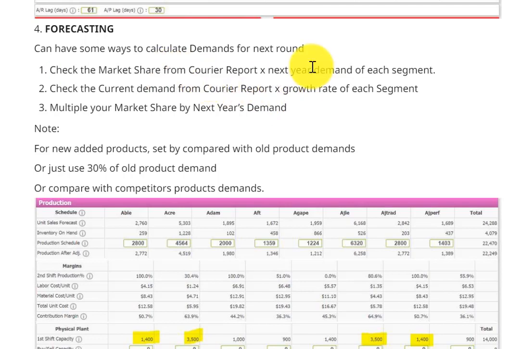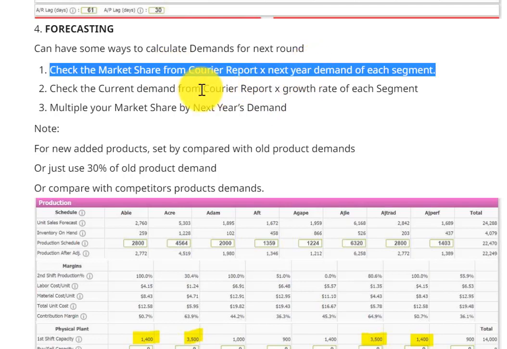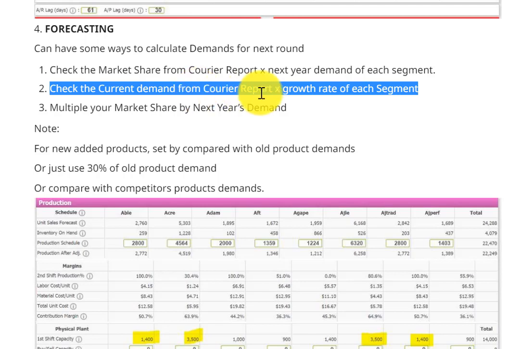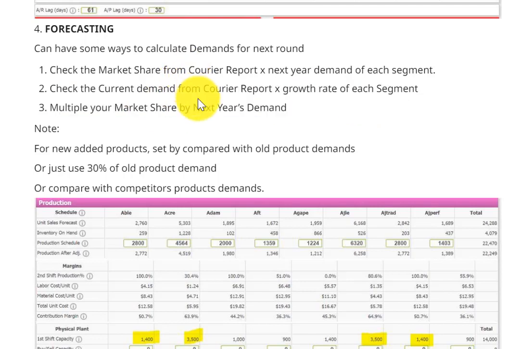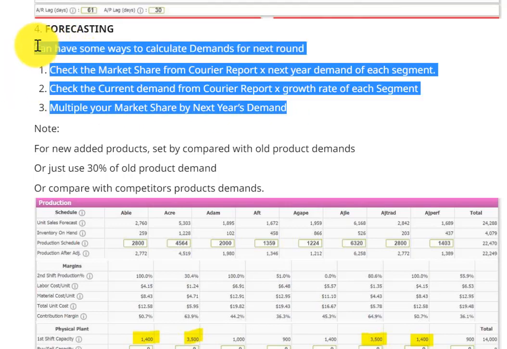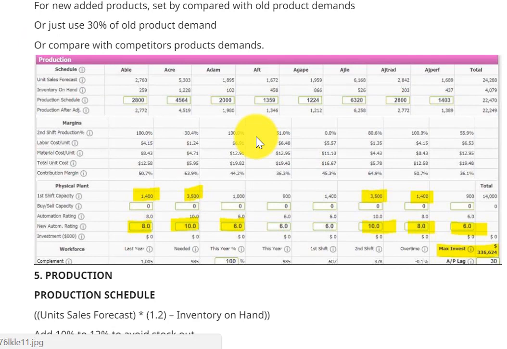We also check the current demand from the career report and multiply by the growth rate of each segment. We see the report, we see the growth rate of each segment, so we can multiply by that ratio. Or you can multiply the market share by the next year's demand. All this can support us to calculate the right forecast for the round.